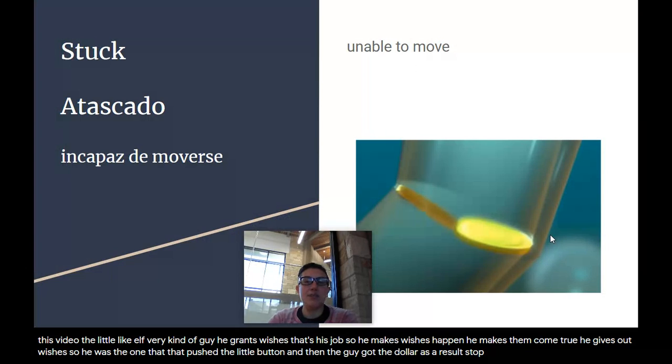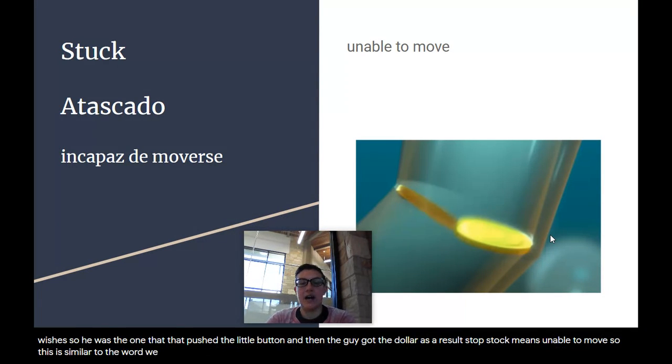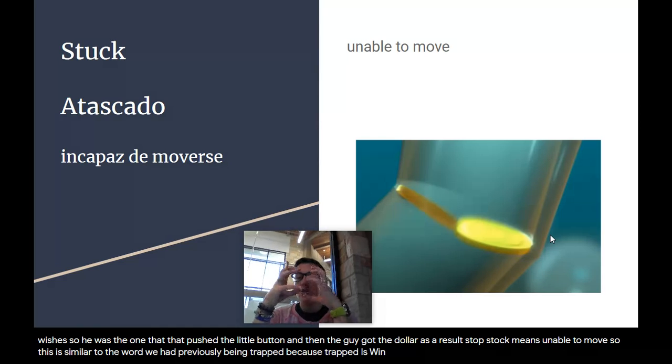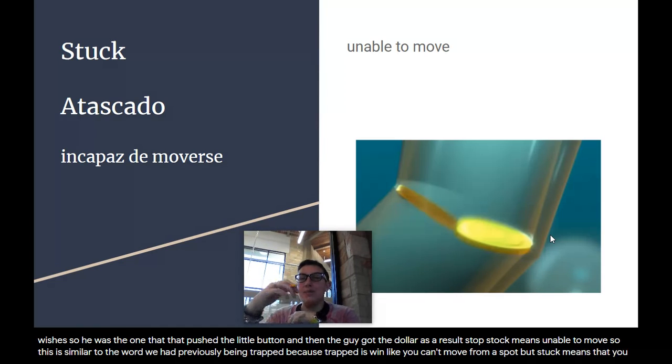Stuck. Stuck means unable to move. So this is similar to the word we had previously, being trapped, because trapped is when you can't move from a spot, but stuck means that you are unable to move.